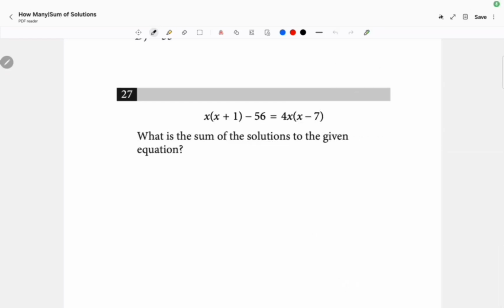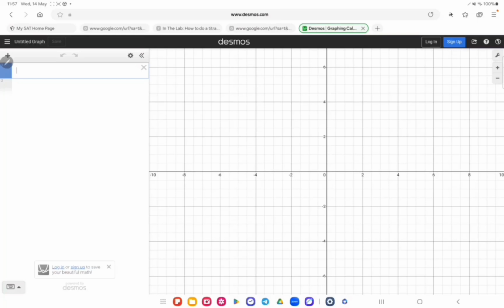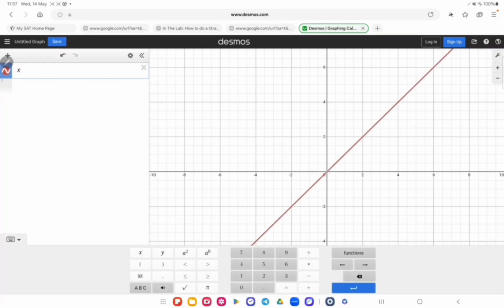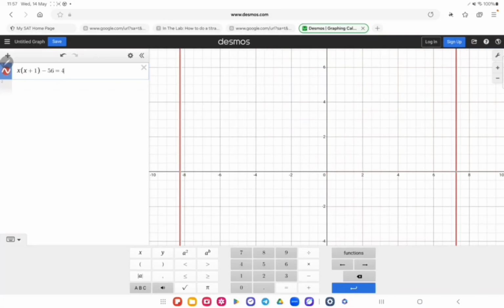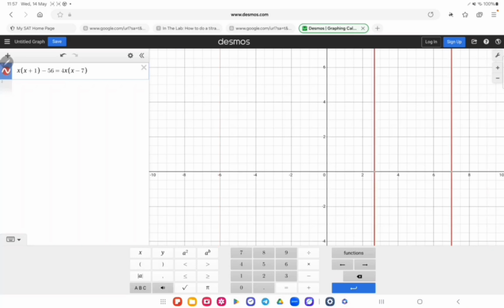So for this question, what we are supposed to do is to find the possible x values, and we're supposed to be adding them to each other. That's called the sum. So I actually recommend using Desmos here. So in Desmos, let's just put the equation. x bracket x plus 1 close bracket minus 56 is equal to 4x bracket x minus 7 close bracket.